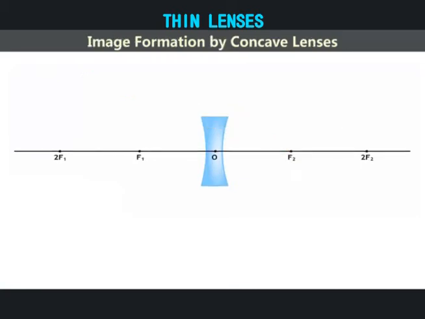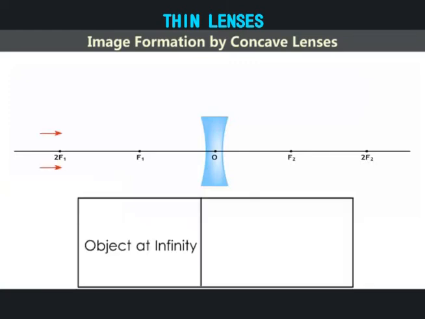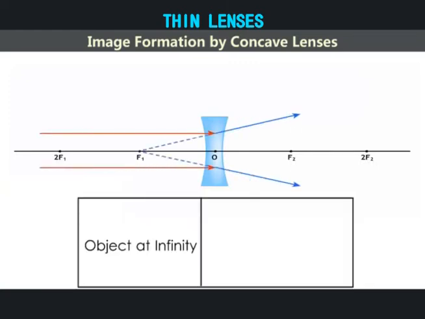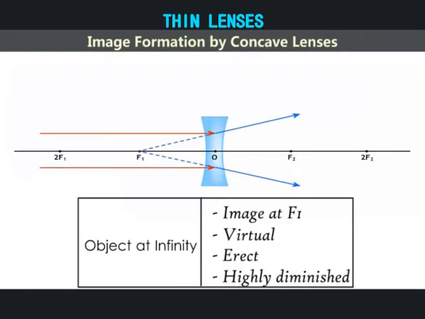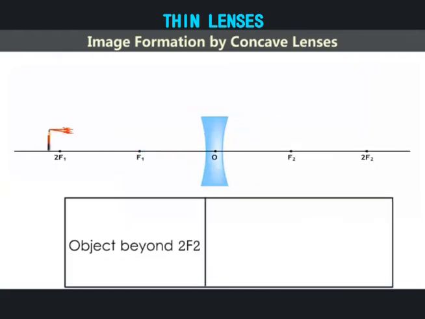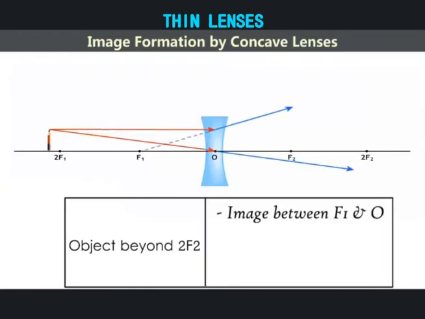Again, all we need are two rays from the same point on the object, incident differently on the lens. When an object is placed at infinity, the image is formed at f1. It is virtual, erect, and highly diminished. When the object is placed beyond 2f1, the image is formed between f1 and O. It is virtual, erect, and diminished.